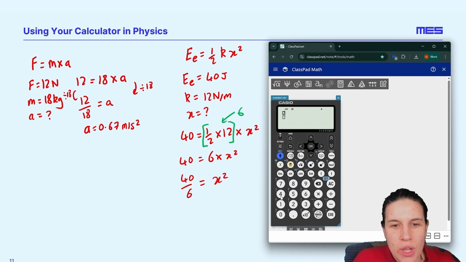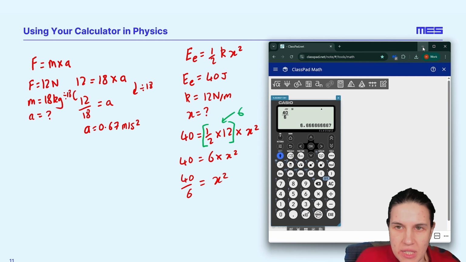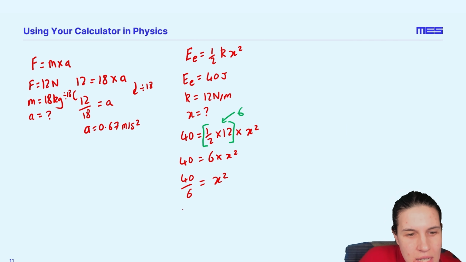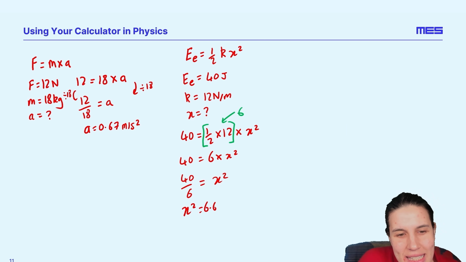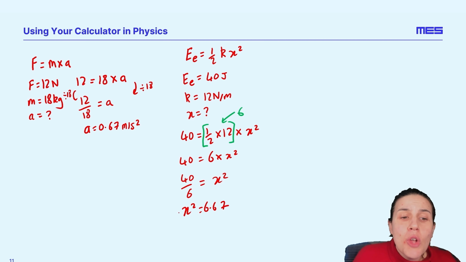I'm going to use my fraction button. 40 divided by 6. Execute, and I've got an answer of 6.67. Okay, 6.6 recurring, 6.67. Perfect. Okay, so x squared is 6.67. Right. Obviously, I'm not looking for x squared. I'm looking for x. So I need to find the square root.